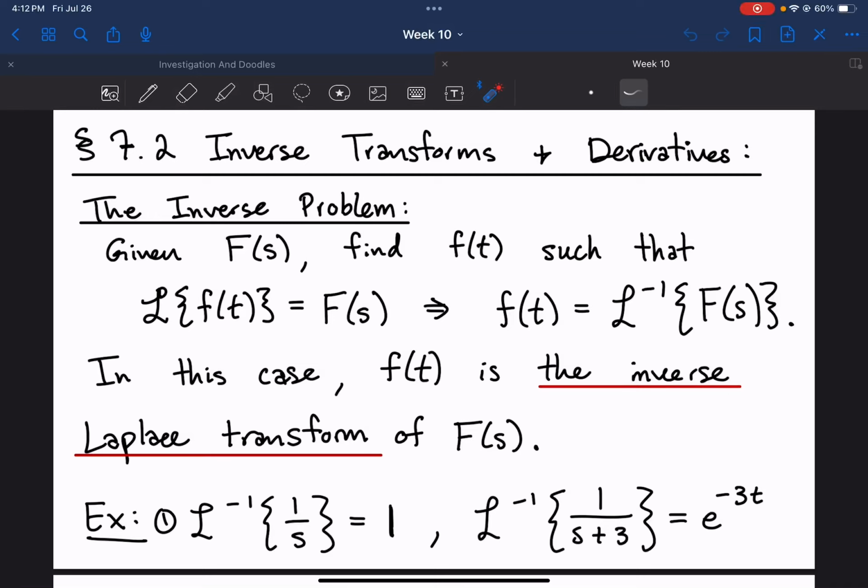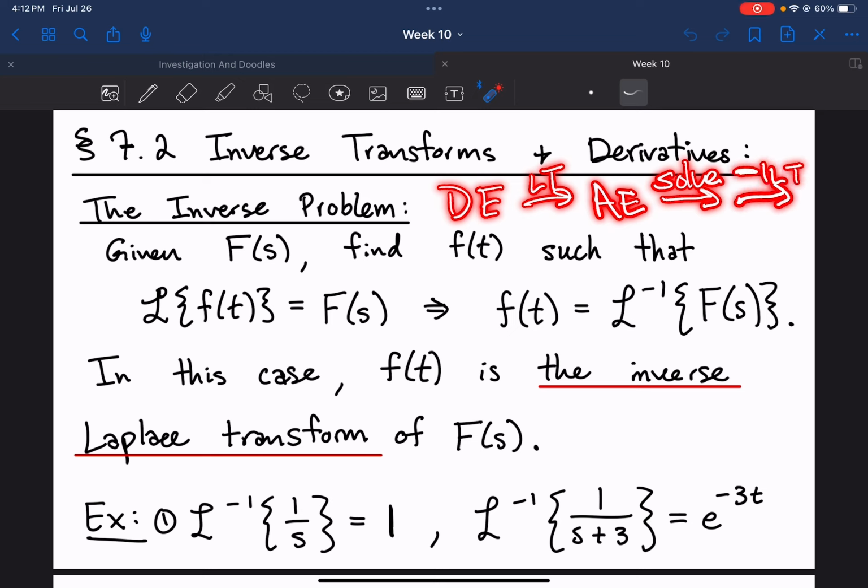Section 7.2, inverse transforms and derivatives. Like I mentioned at the beginning of 7.1, the idea is you take a DE, you Laplace transform it, and then you get an algebraic equation, and then you solve it, and then you inverse Laplace transform to get to the solution to the DE.